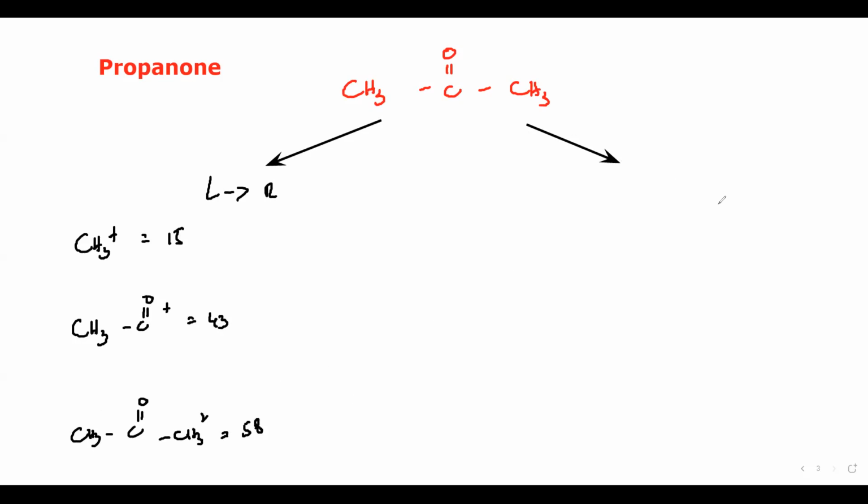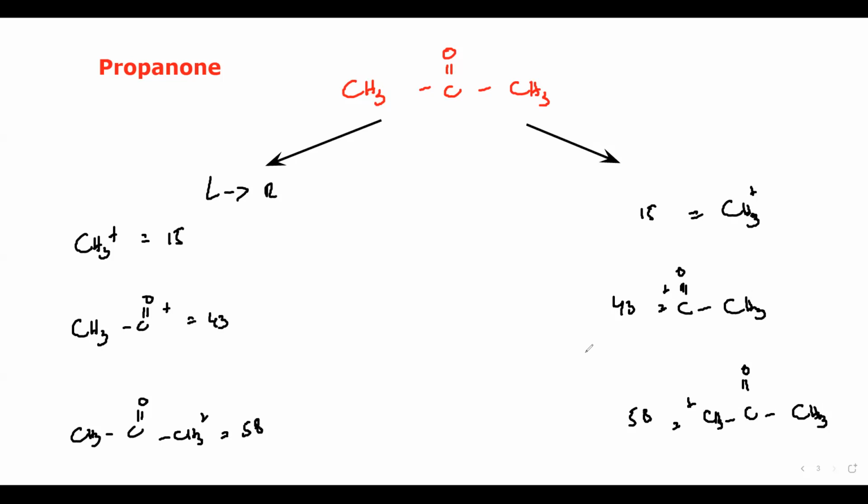And same way, if we break from right to left, because it's a symmetrical molecule, so it will be 15. Then CH3, C double bonded with O, that will be 43. And CH3, C double bonded with O and CH3, that will be 58. So the peaks which we are getting are 15, 43, and 58.